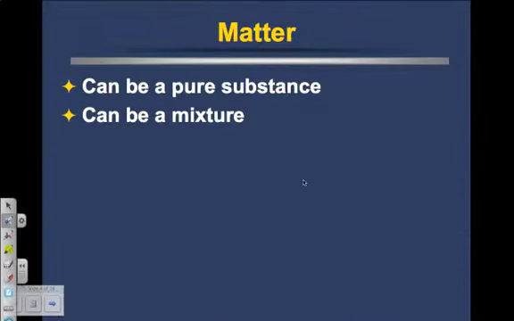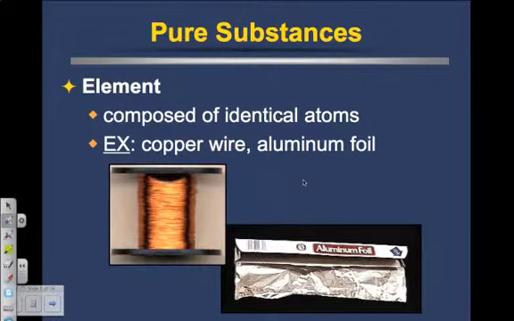Alright, so matter can either be a pure substance or a mixture. One of the types of pure substances would be elements. They're going to be composed of identical atoms. So copper wire, that's an element. Aluminum foil, carbon, basically anything that you can find on the periodic table.